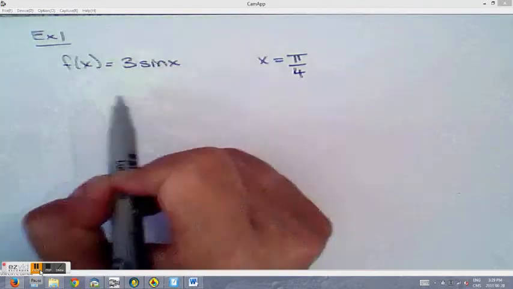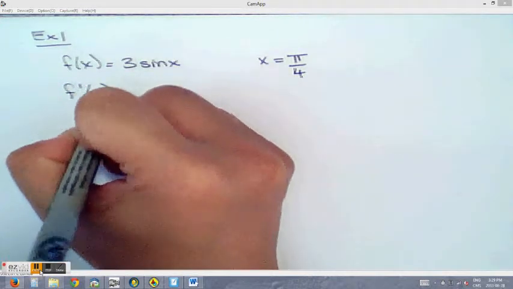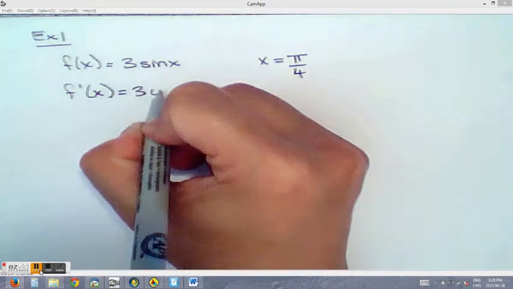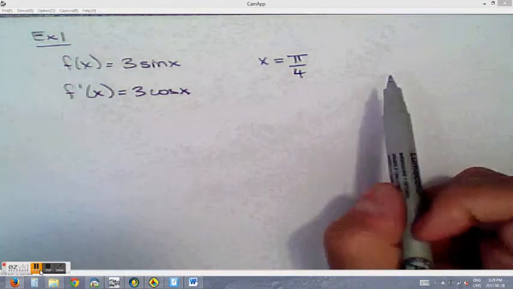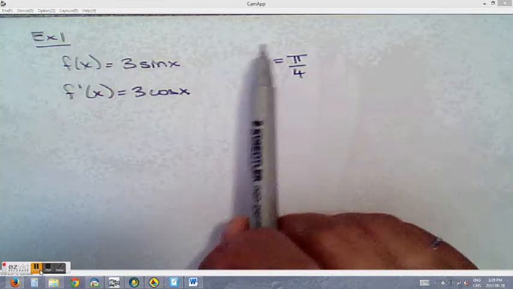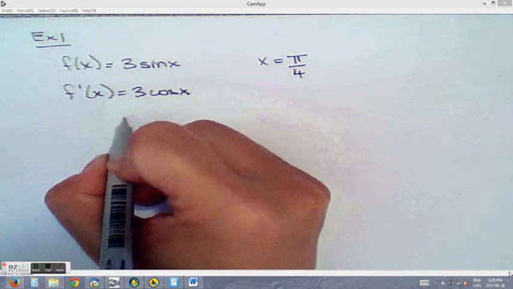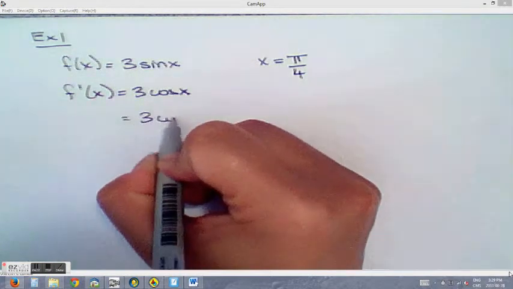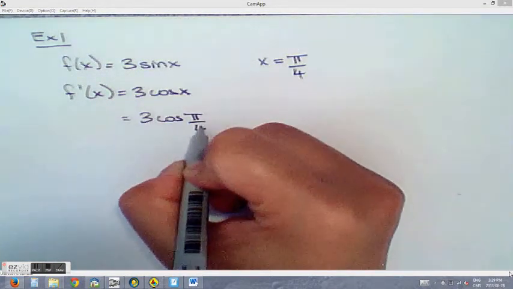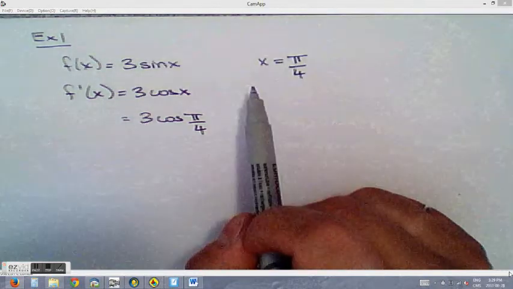So first we want to take the derivative of our function. f prime at x is then equal to 3 cosine of x. So that's our derivative, but we want to find the slope when x is equal to pi over 4. So what we're going to do now is 3 cosine of pi over 4. When we're given pi over 4, we know it's in radians.